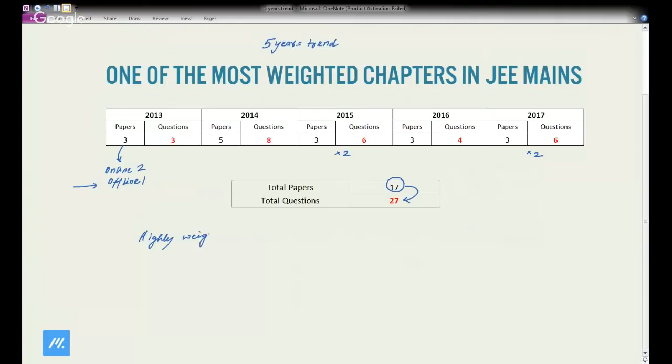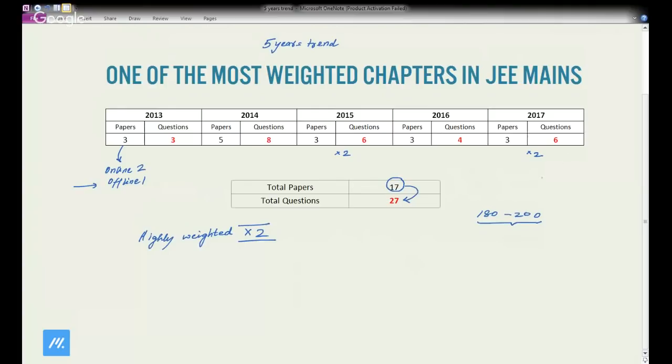In fact, if we just remove one or two papers, it is into two ratio, right? Every paper will have two questions coming from sequence and series. So you cannot escape this chapter. If you want to score more than 150, 180, 200, then you should be really good at this chapter. And what you have to revise is basically what we are going to study today. A factor of two is here, and if you notice, the pattern of two gets repeated. In 2015, there were two questions coming. Here also two questions coming.